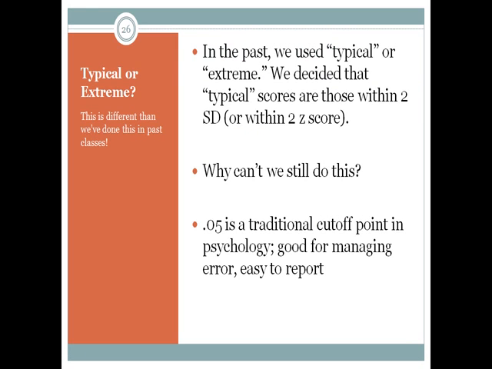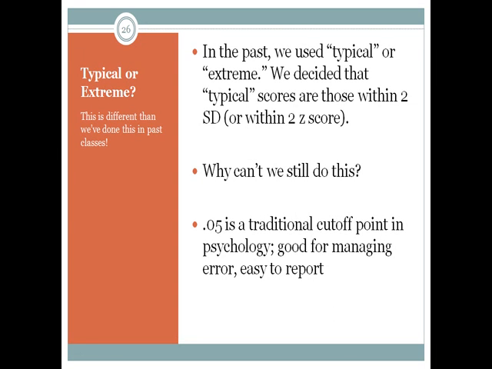In the past few chapters, and on your homework assignments, we use the cutoff points of typical or extreme to describe scores. So we said that scores that are within 2 standard deviations or within 2 z-scores of the mean were considered typical, and those that were outside of 2 standard deviations were considered extreme. We're going to mostly abandon this approach in the coming chapters because we want to use a more stringent cutoff point, a more strict cutoff point.